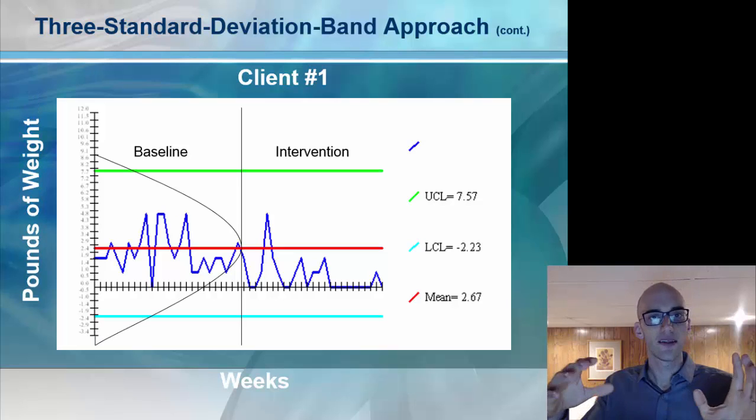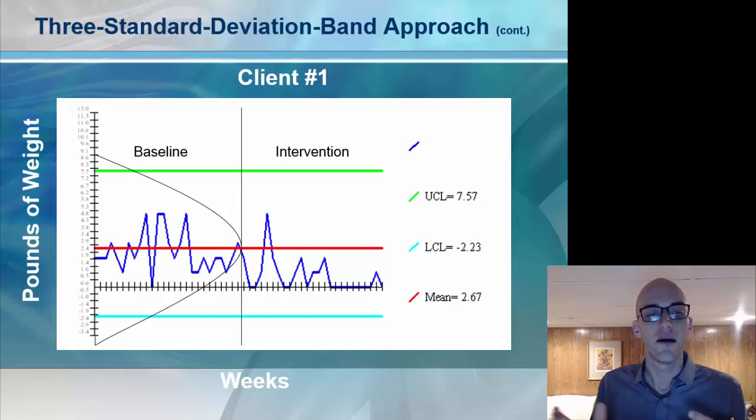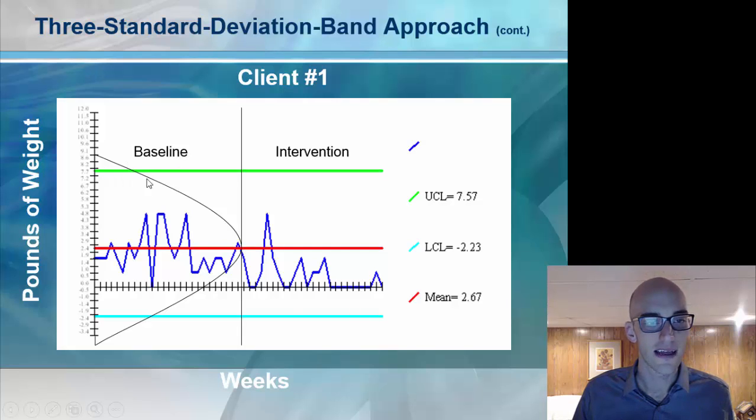And if you want to think about this from the normal curve, if you just flip this on its side, we can see that the lower control limit is 3 standard deviations below the mean, and the upper control limit is 3 standard deviations above the mean. So you can see where this line would intersect with the normal curve.